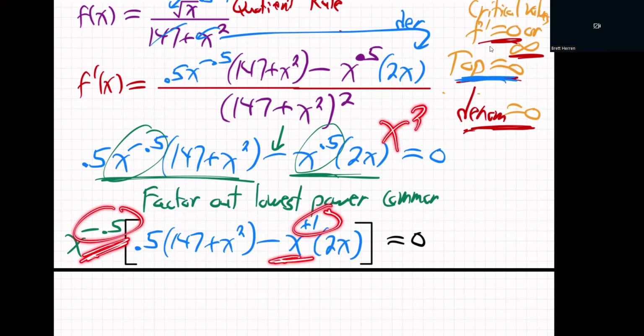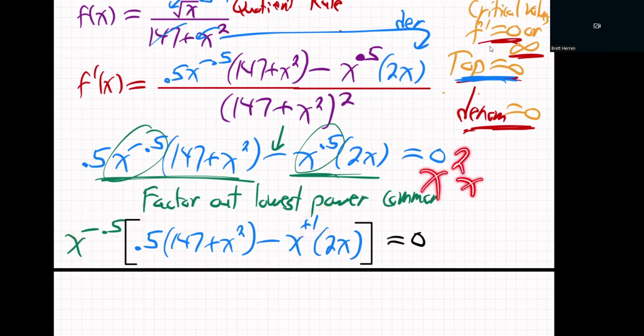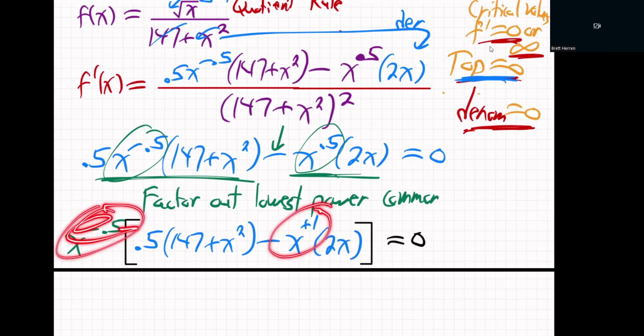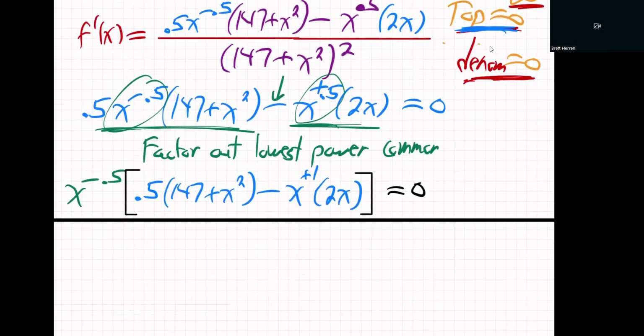You know that, right? Like x squared times x to the third is x to the fifth. Powers add, right? So x to the minus 0.5 times x to the plus 1: minus 0.5 plus 1 is positive 0.5. This is a positive here, right? So that's right. And then the 2x.